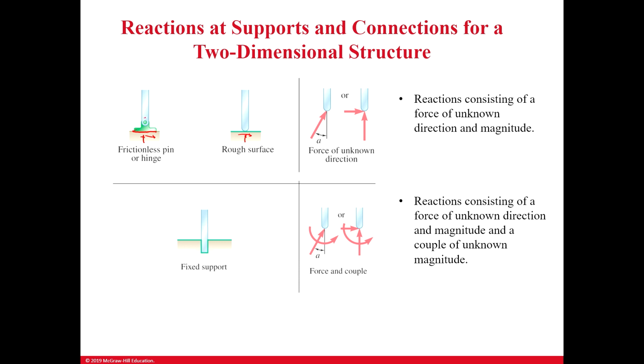If you have a fixed support, but it's inserted in the ground, for instance in this case, you can move. See, you can move like this because there's a pin. If this is welded, you have no way of moving the structure. The only way for this to move is because of a bending of the part itself. Then in this case you have the two forces and a moment. All right, that's called a fixed support. This one above with no moment is called the rough surface or the hinge.